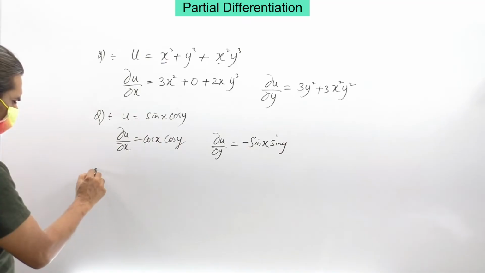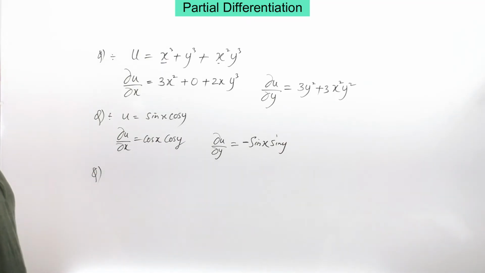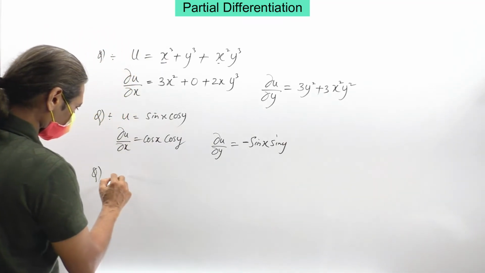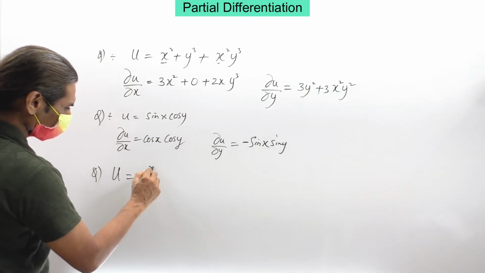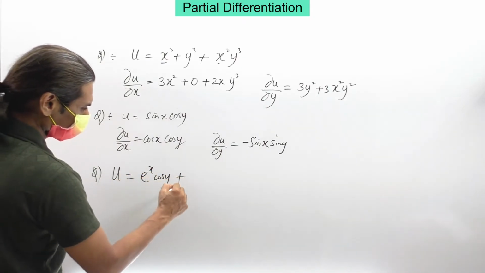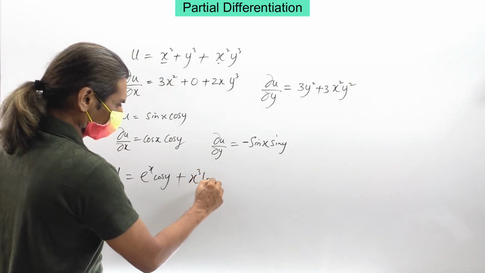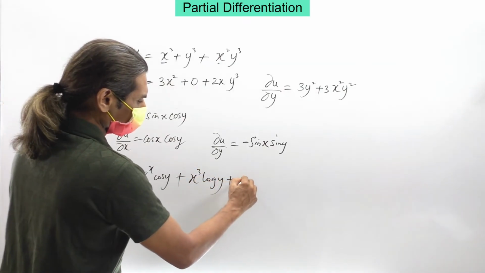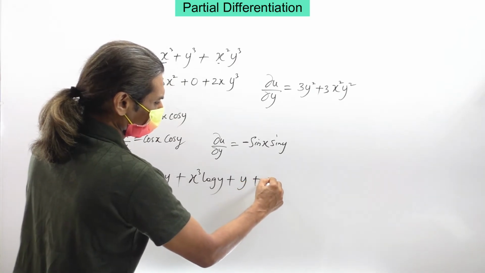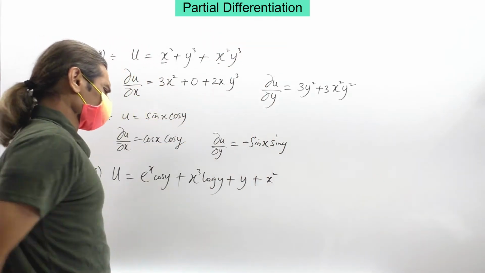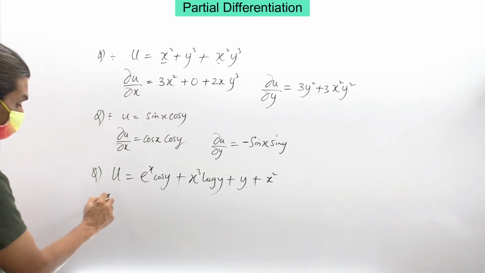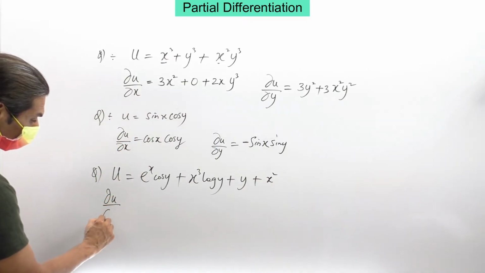So, I can take one more question, say the last question to solve. Let me take a concept question: u is equal to e raised to x into cos y plus x cube log y plus y plus x square, a random question. I write ∂u/∂x is equal to, tell me what?